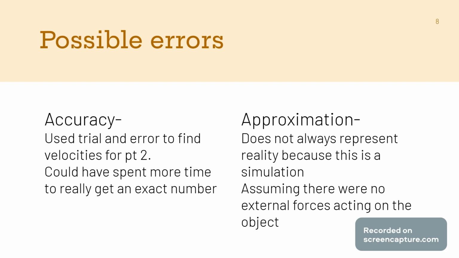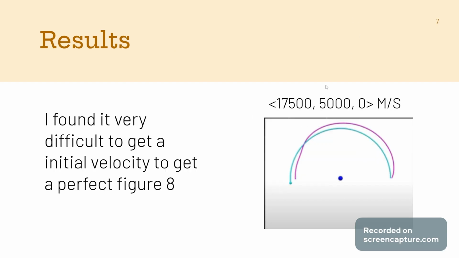So some of the possible errors that I could have run into were, first, accuracy. I used trial and error to find the velocities in part 2, which isn't the most exact science. I could have spent more time to get a really exact number. As you can see here, both my numbers have zeros in the last two digits. If I really wanted to spend more time and find an exact number, I could have delved deeper into that.